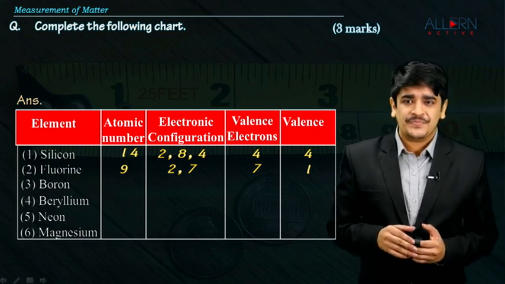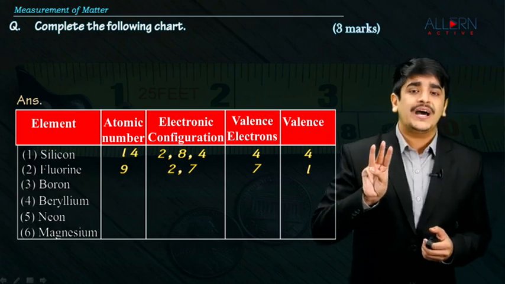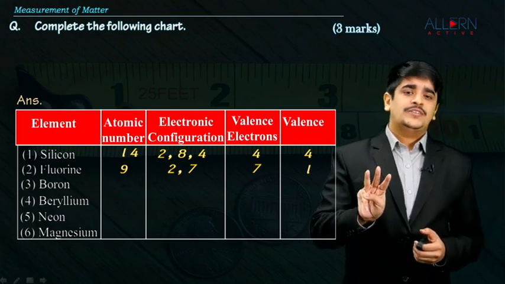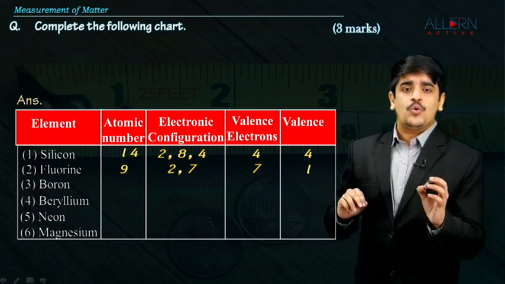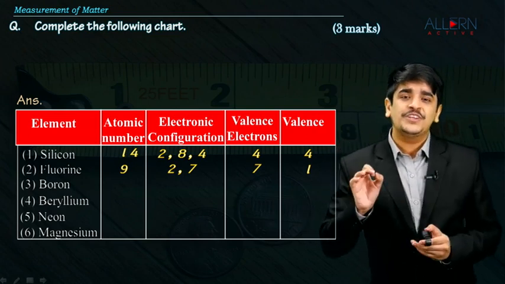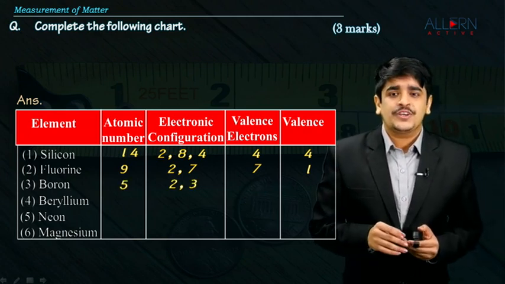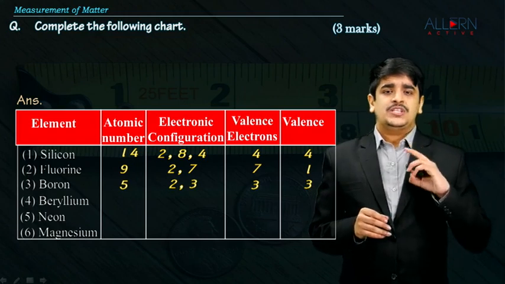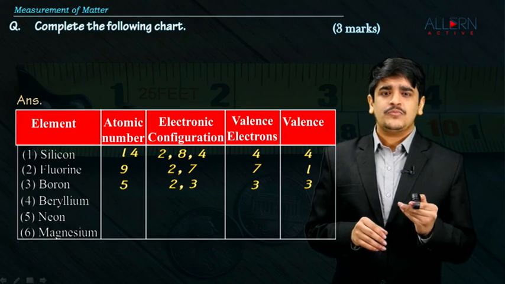Great. Then I have boron, atomic number 5, configuration 2,3, has 3 electrons in the valence shell, loses those 3 electrons so that the new configuration is 2, because that is the configuration of the nearest noble gas, helium, which is obviously stable. So configuration is going to be 2,3, has 3 electrons, loses them, and therefore the valency is going to be 3. Great. Who do we have next?